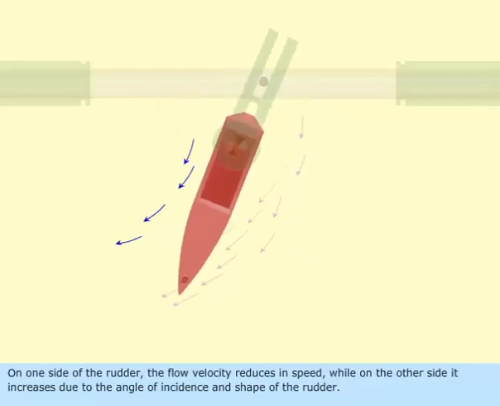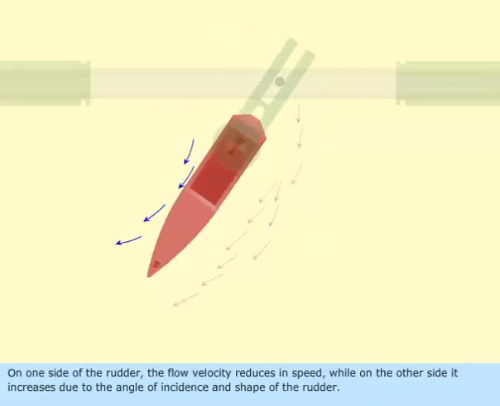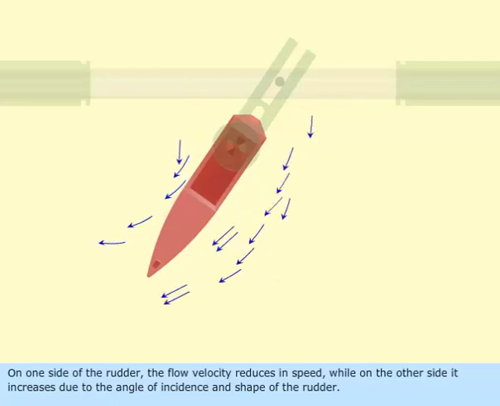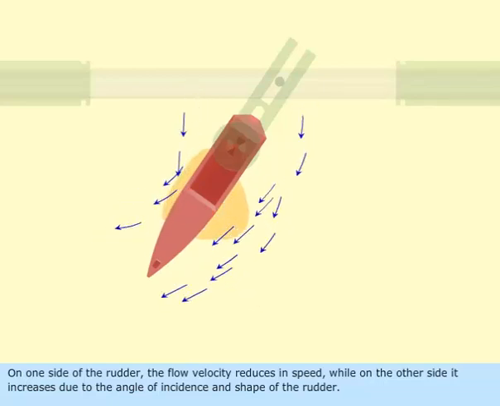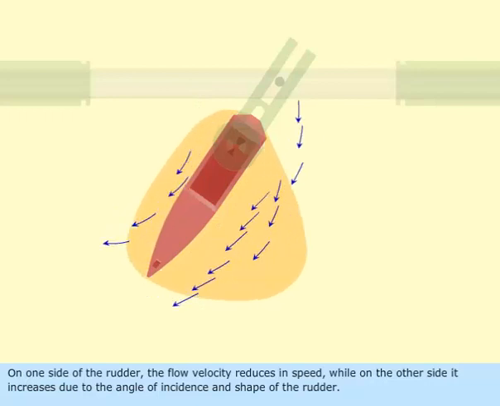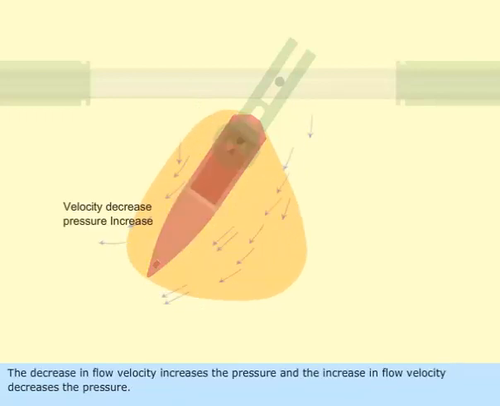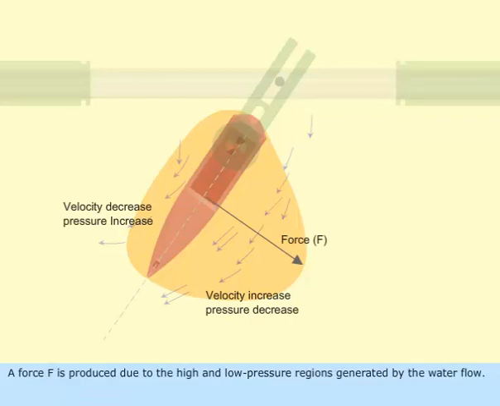On one side of the rudder, the flow velocity reduces in speed, while on the other side it increases due to the angle of incidence and the shape of the rudder. The decrease in flow velocity increases the pressure, and the increase in flow velocity decreases the pressure. A force F is produced due to the high and low pressure regions generated by the water flow.